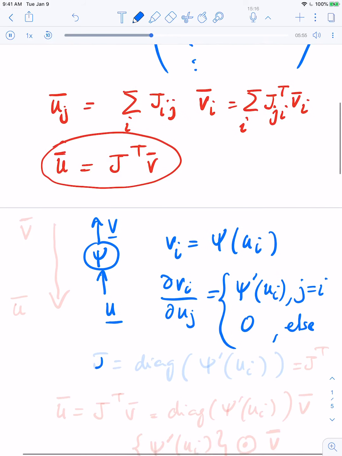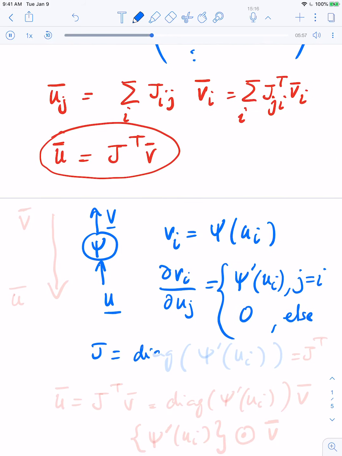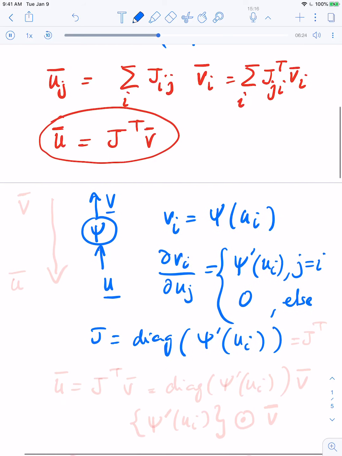So the Jacobian matrix is a diagonal matrix, and the ith diagonal entry is psi prime of ui. Notice that the Jacobian actually depends on the current value of ui. The psi prime derivative is evaluated at the current value of ui. So in principle, it can depend on what's happening on the forward pass.